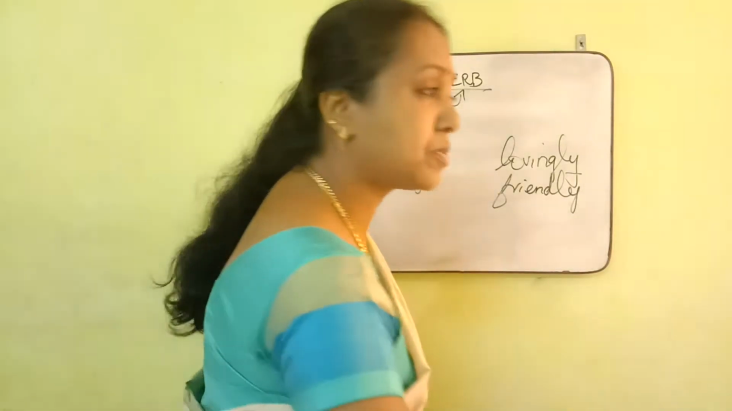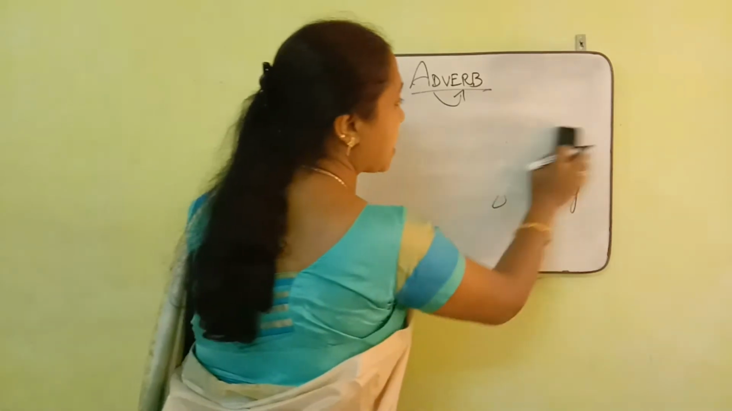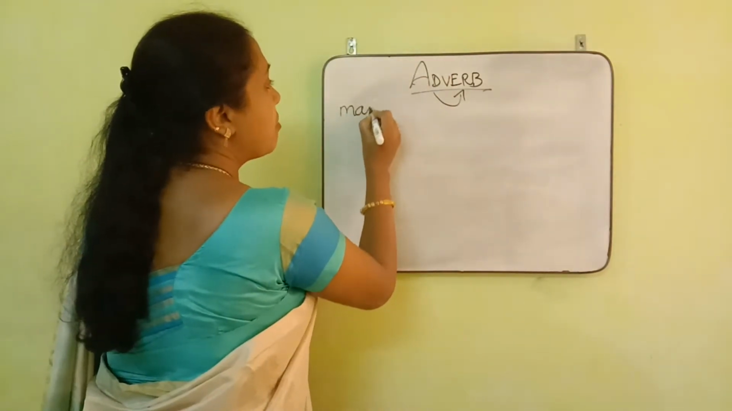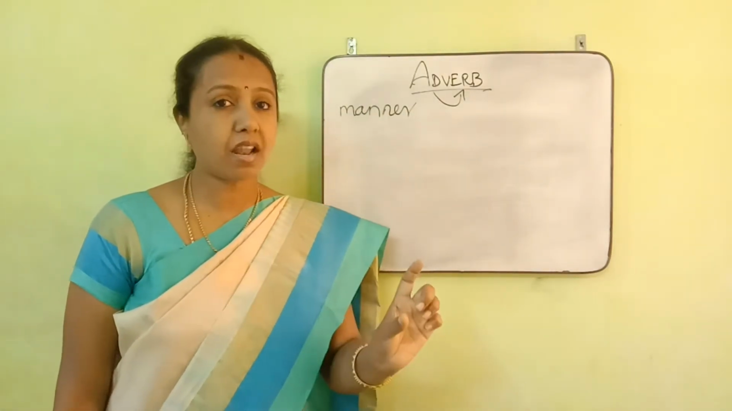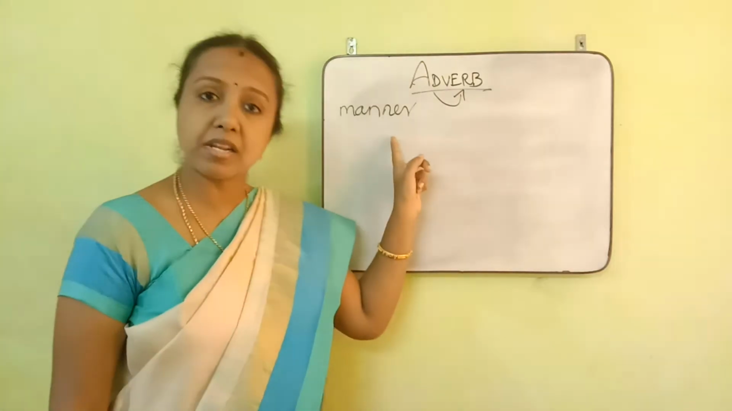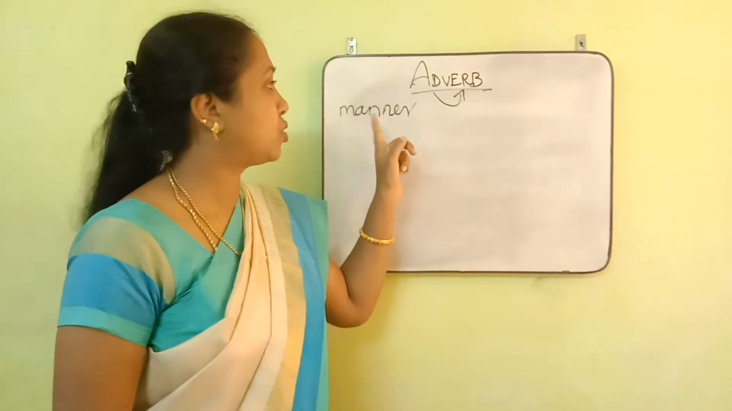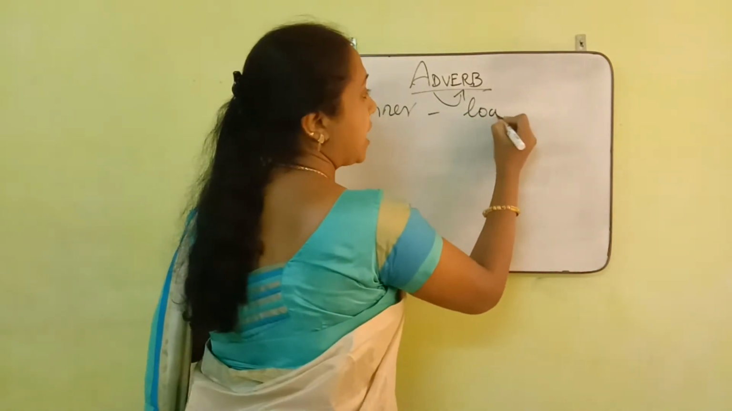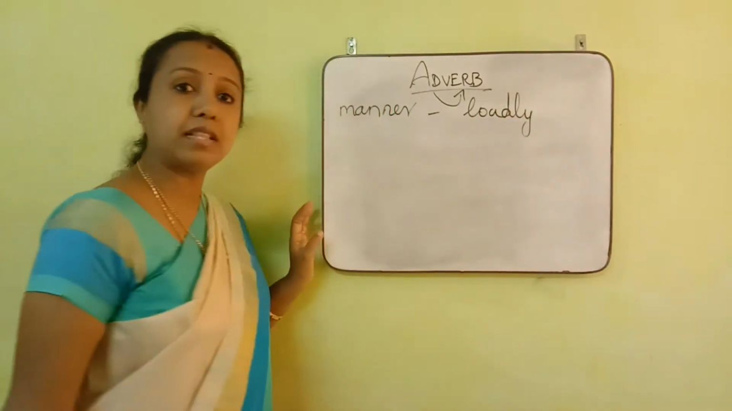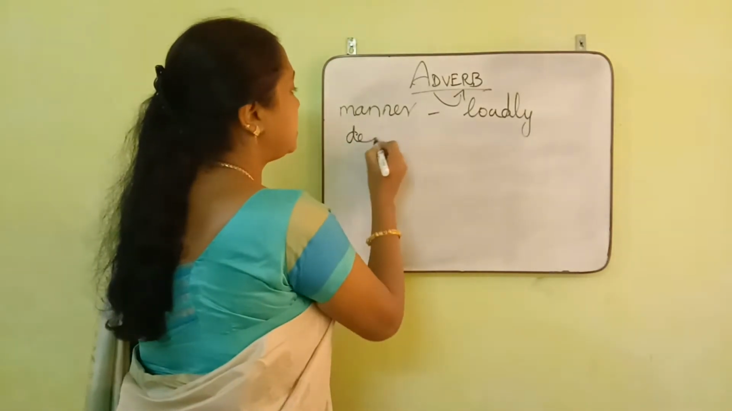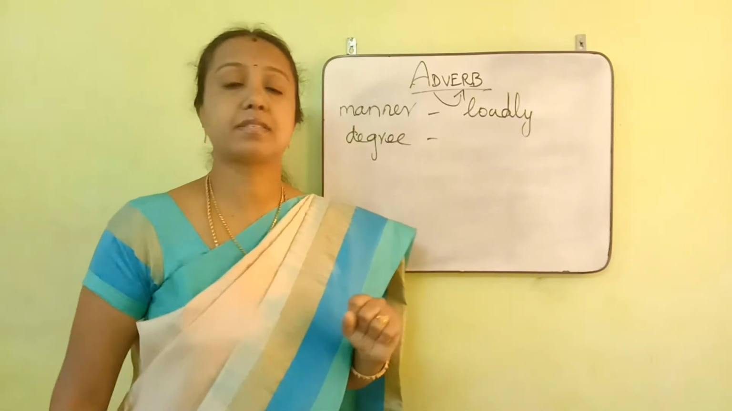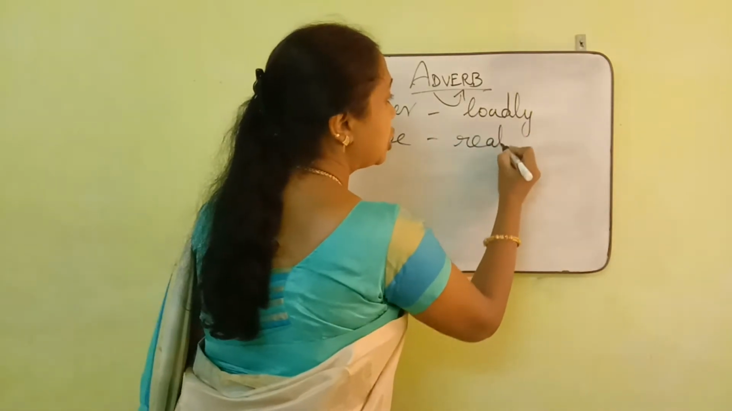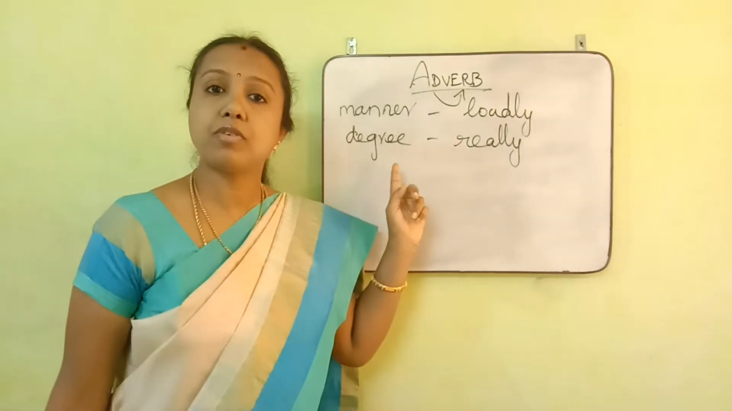There are different types of adverbs. The first type is the adverb of manner. What is the adverb of manner? I speak loudly. That loudly talks about the mannerism of how I speak. So that is adverb of manner. Then the next one is adverb of degree. I really like cakes. So that really talks about the adverb of degree.